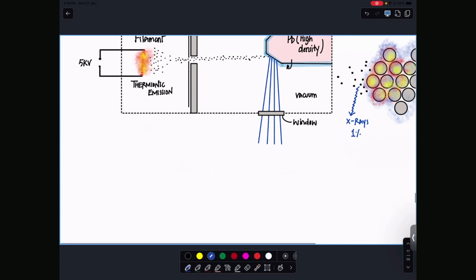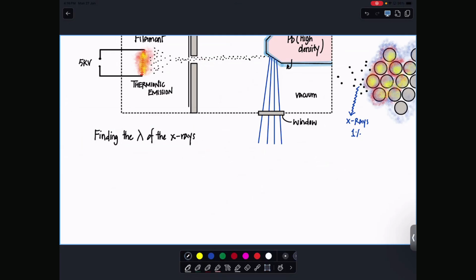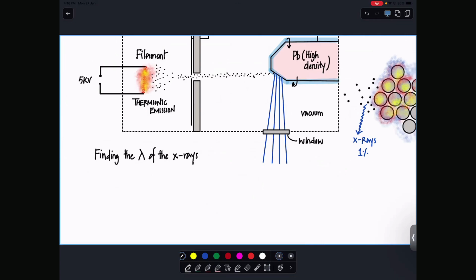Now, there's a math involved here. Let's look at the math today. That is finding the lambda of the X-rays, like how you can find the wavelength of the X-rays. It's not very popular, but it's there in your syllabus, so let me show it. So first of all, where does the wavelength come from? The energy of the X-ray. The X-ray's energy is based on what formula?